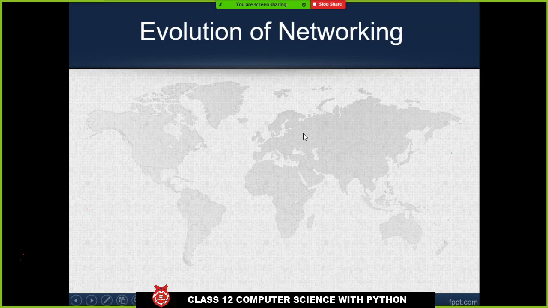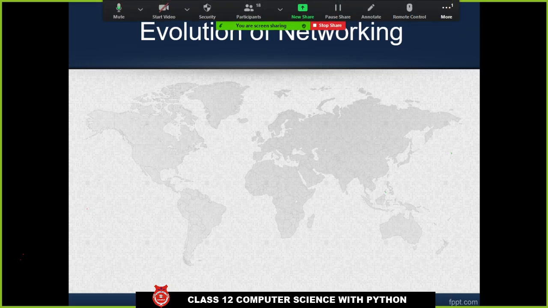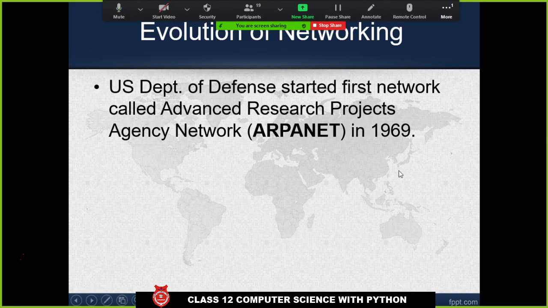Those are the four types of networks if we separate using the physical distance. But network can be classified in different terms also, not based on physical distance. We can classify into different categories based on different criteria. So now let's talk about the evolution of computer network.